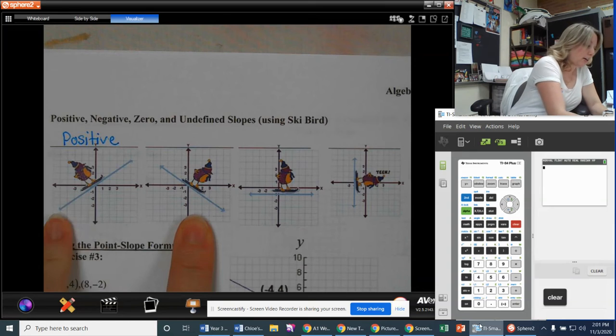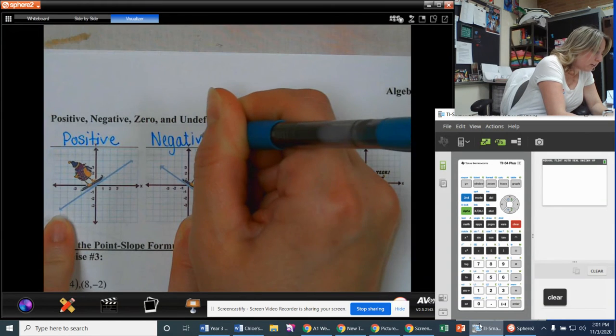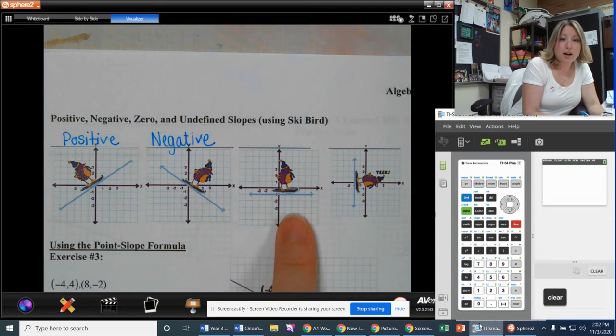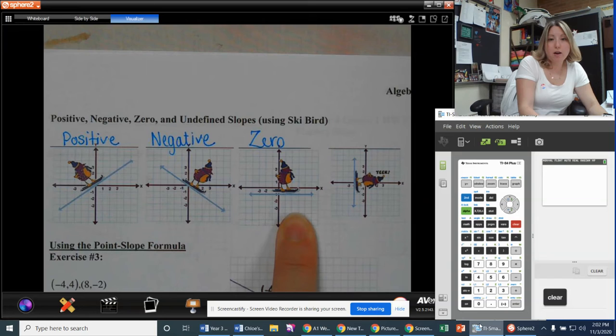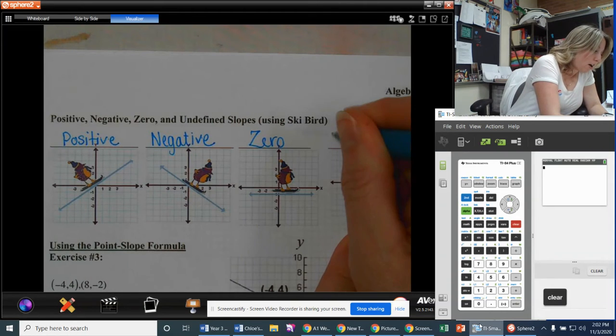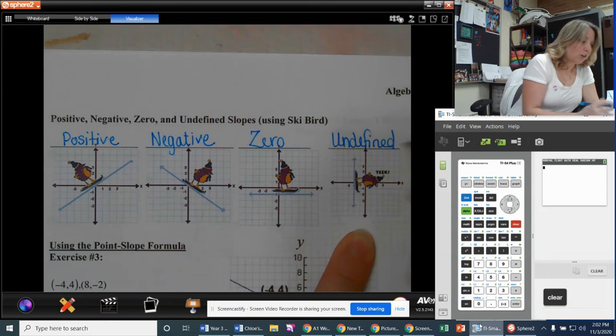This direction of a line is a negative slope. As x increases, y decreases. This direction of a line is what we call a zero slope. Okay? As x increases, y stays the same. This type of a line is what we call an undefined slope.